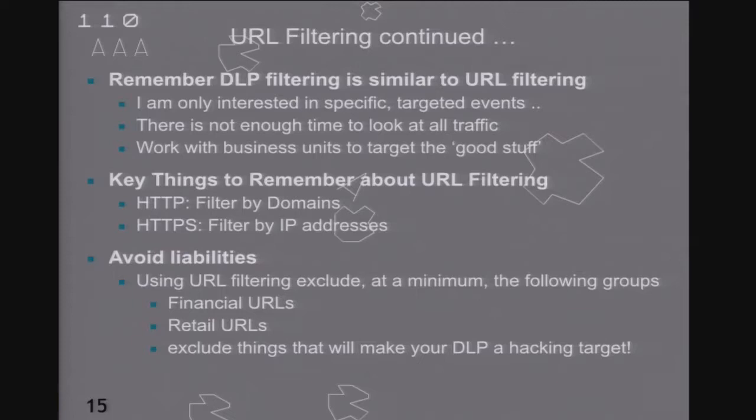So something to keep in mind when you work with URL filtering, okay? And this can, again, impact the way that you're handling your proxies and, again, the way that you're doing DLP. HTTP is filtered by domains. HTTPS is filtered by IP addresses, which means I could get data that flies through to certain locations, okay? Where can that get a little dicey?